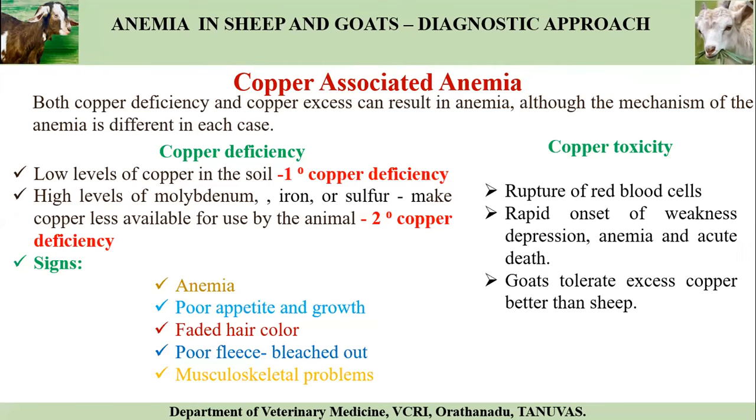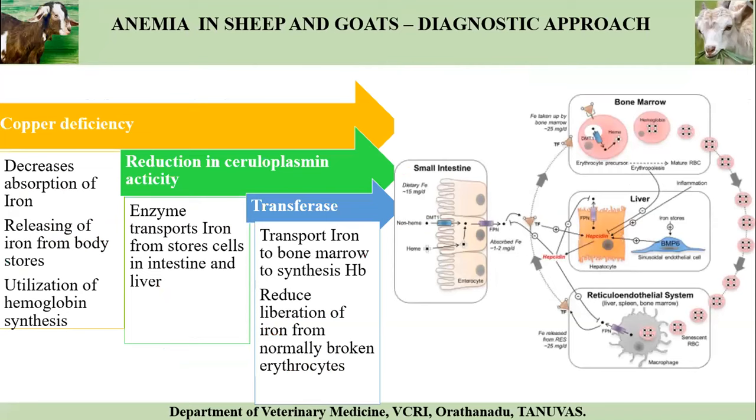In case of copper toxicity, what will happen? The RBCs will rupture, then rapid onset of weakness, depression, anemia, and even acute death can occur. Normally, goats tolerate excess copper better than sheep. During copper deficiency, it also decreases the absorption and release of iron because it involves hepcidin.